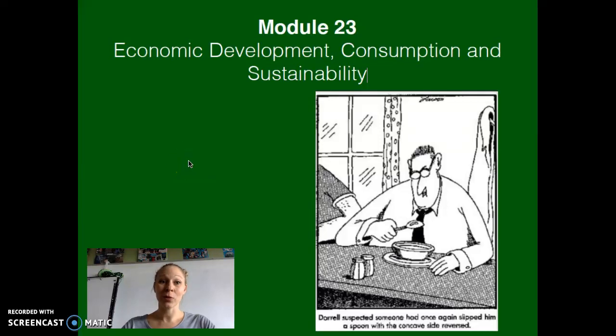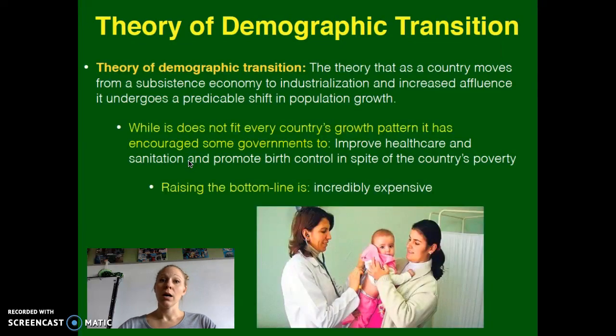Welcome to Module 23. We are talking about economic development, consumption, and sustainability. And so to begin this module, we're talking about the theory of demographic transition. This is a four-phase transition that countries tend to move through as they become more affluent and their sustainability changes.